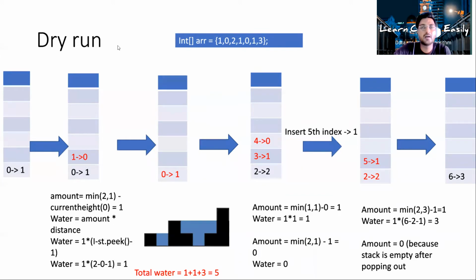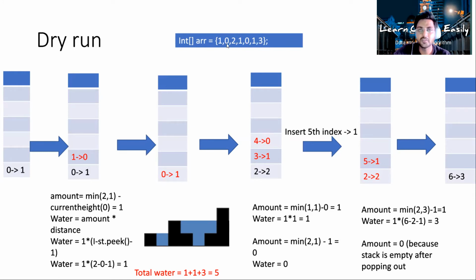Okay. So let's say this is the array we have, where 1 is the height of the first bar, then next is 0, then 2, 1, 0, 1, 3. So first of all, you will come to the first element. Since the stack is empty, we'll just insert. Now here, instead of inserting the element itself, we will just insert the indexes. So I'm just inserting the 0. At 0, we have value 1.